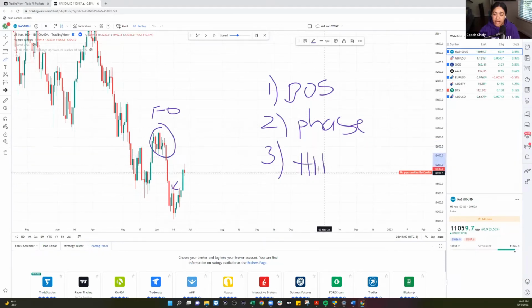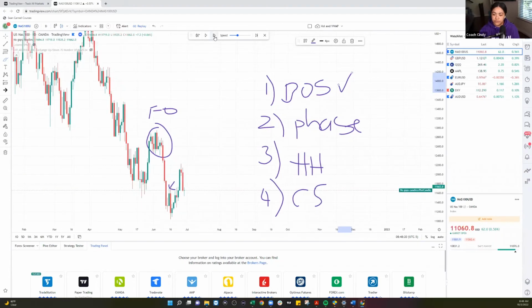Was it a higher high? Because we're trying to see if it's a reversal. And then number 4 was candle structure. So let's look at it. Let's do it together. Here's a controlling swing high. Did it break the bodyguard? Was there break of structure? Yes. Okay, let's keep on going.